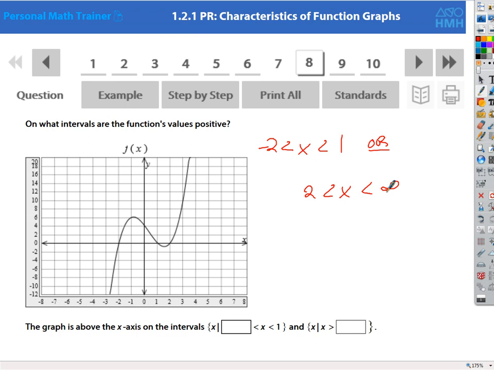Questions? Okay. Where it's negative would be where it's what? Where would the function be negative? When the y values are below the x-axis, yeah. Good. Okay.